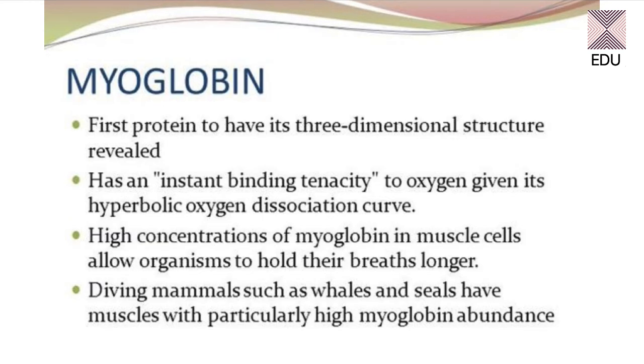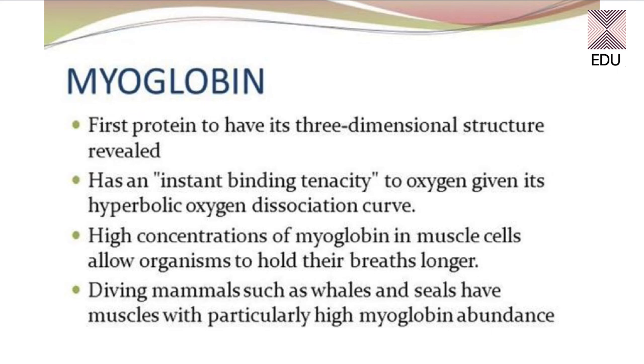It is the first protein to have its three-dimensional structure revealed. It has an instant binding tenacity, which means it gives a hyperbolic oxygen dissociation curve. That means it can rapidly take up oxygen. If we look at the oxygen dissociation curve of myoglobin in comparison to hemoglobin, myoglobin will take up more oxygen in less time. So myoglobin is higher in efficiency than hemoglobin to some extent.